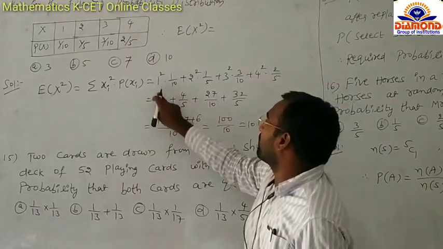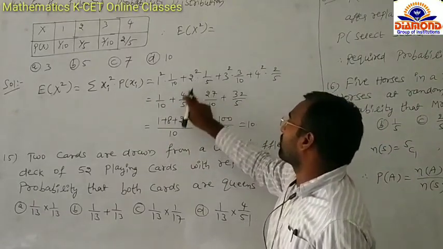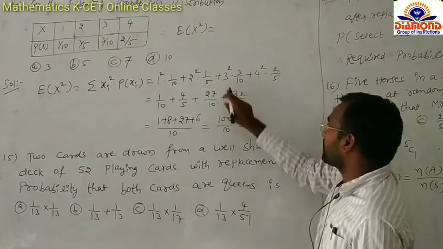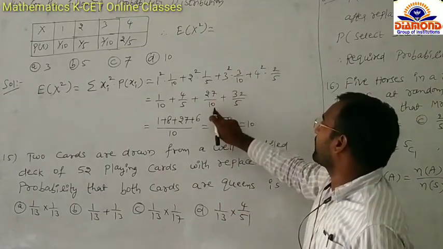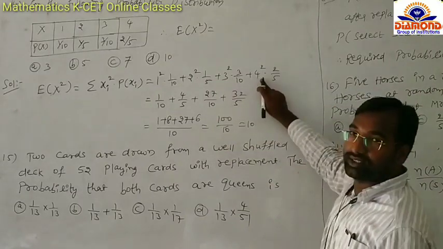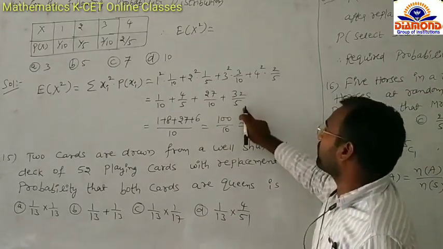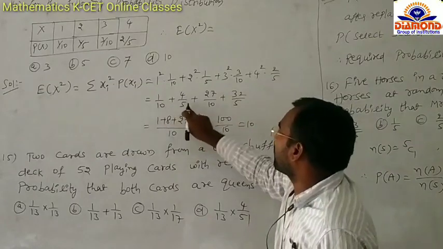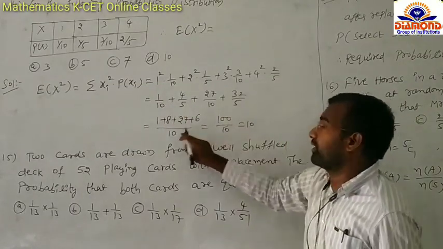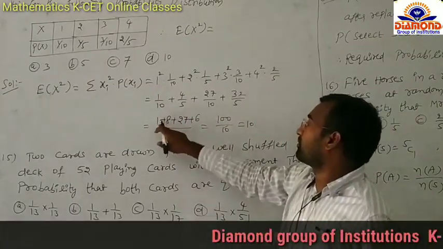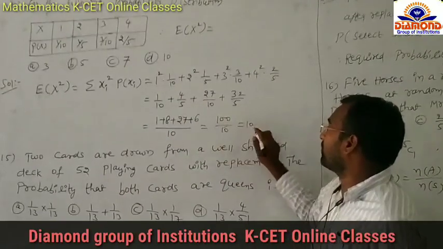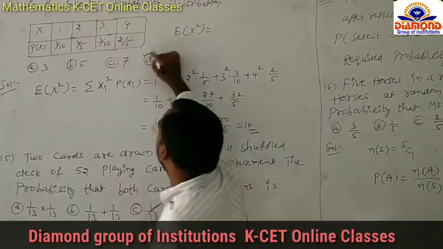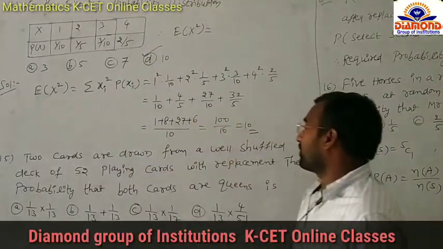This is equal to 1 by 10 plus 2 square is 4, so 4 by 5, plus 3 square is 9, 9 into 3 is 27, so 27 by 10, plus 4 square is 16, 16 into 2, 32, 32 by 5. So here the LCM of 10, 5, 10, 5 is 10. So you get in the numerator 1 plus 8 plus 27 plus 64 equal to 100. So 100 by 10 equal to 10. So option is D. Next problem.